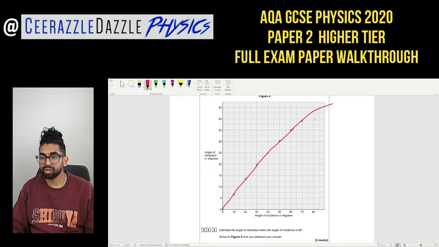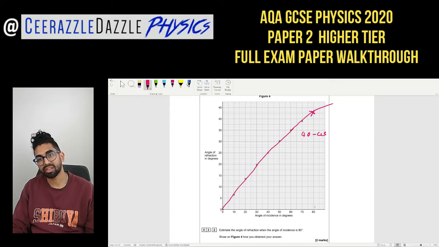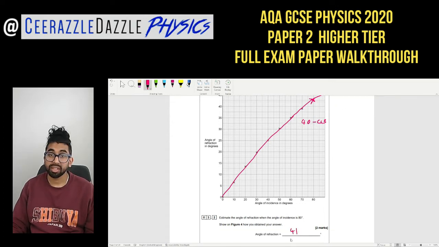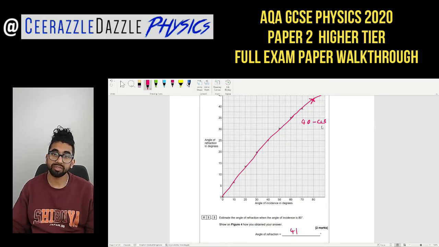And the answer you're looking for is any value between 40 and 43, which they accept. That should be roughly right. So 40 to 43, that's what you're looking for in terms of your results here. That's roughly where you should find your mark when you've extrapolated your line. The mark scheme says 41 degrees, but any value between 40 and 43 is fine.